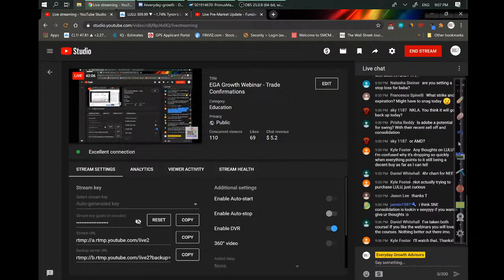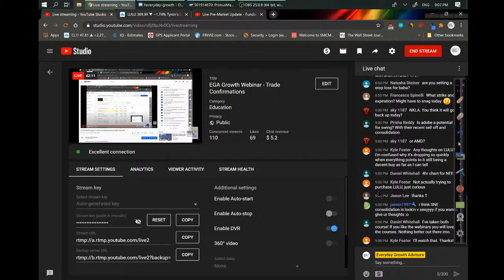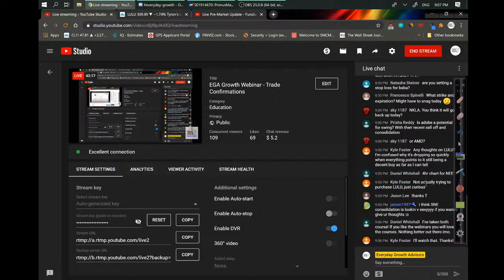4-hour chart for NEE. Okay, I didn't see the pennant though, unfortunately. Not actually trying to purchase Lulu, just curious. No, I feel you, but based on our evaluation, it was overvalued. Okay, so that's the idea.